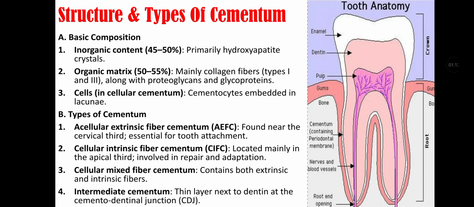Types of cementum include four types. First is acellular extrinsic fiber cementum, which is found near the cervical third, essential for root tooth attachment. Second is cellular intrinsic fiber cementum, located mainly near the apical third, and it is involved in repair and adaptation. Third is cellular mixed fiber cementum, which contains both extrinsic and intrinsic fibers. Fourth is intermediate cementum, a thin layer next to dentine at the cemento-enamel dentinal junction.